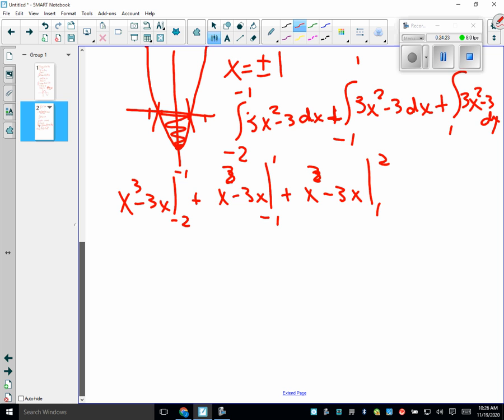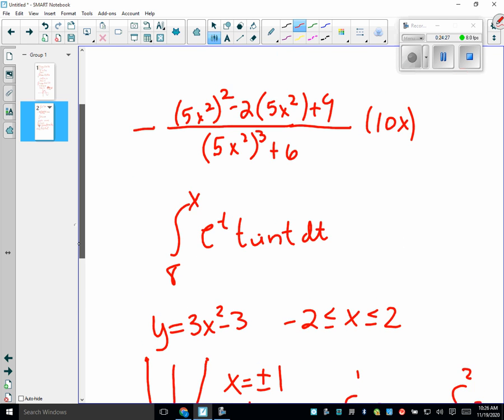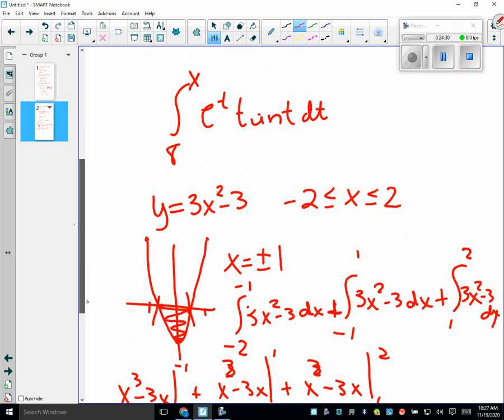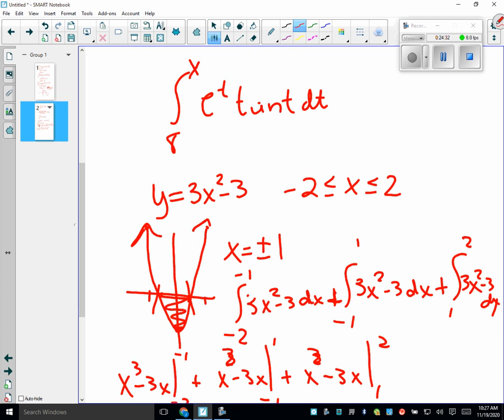Isn't the graph right here and all this between? It's a parabola, right? Doesn't this parabola go up forever? I would assume so. So how am I going to find the space between here and the x-axis? I don't know.